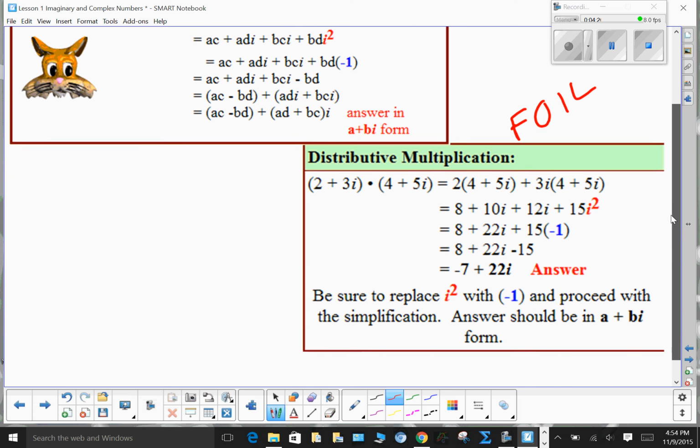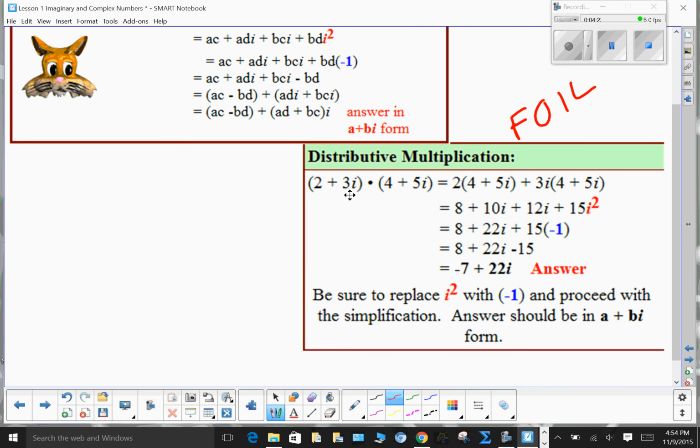So here's your example. 2 plus 3i times 4 plus 5i. I multiply the 2 times the 4 plus the 5i, and then the 3i times the 4 plus the 5i. I then take this i squared. i squared is the same thing as -1. -1 times the 15 is -15. Notice I simplify the answer down so that I have a real portion and an imaginary portion. Make sure you simplify the i squared to -1 and further simplify your answer.